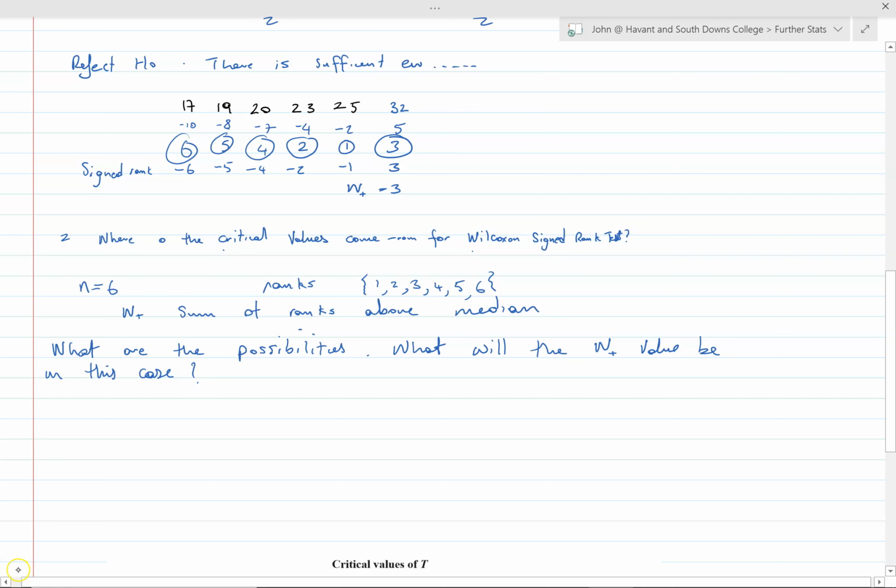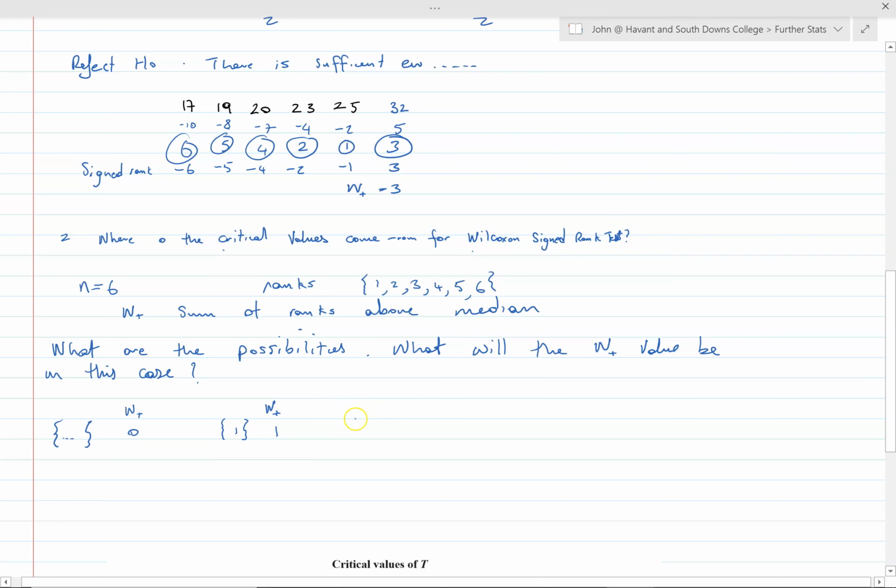Well, we could have basically the empty set, which is no values being above the median, in which case our W plus value would be 0. We could have one number above the median, and that being the closest number to the median, in which case the W plus value would be 1, and so on.